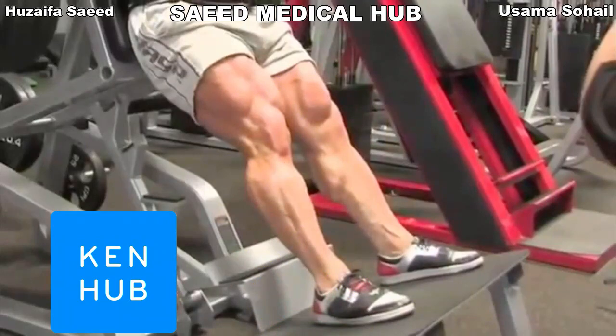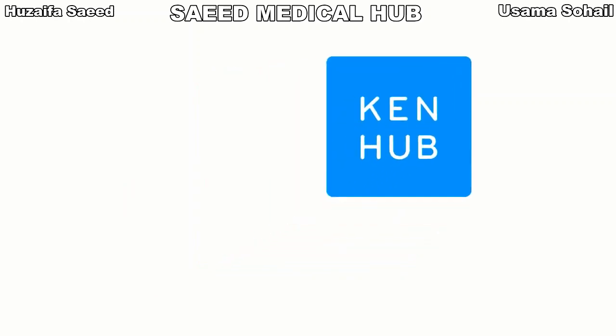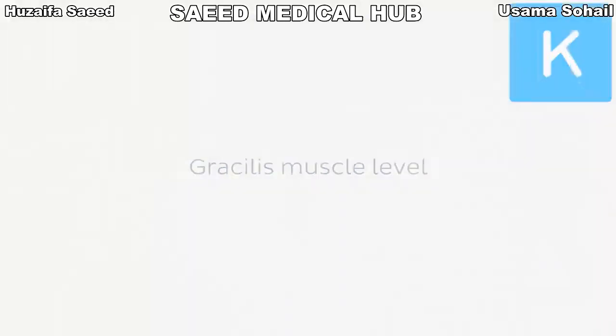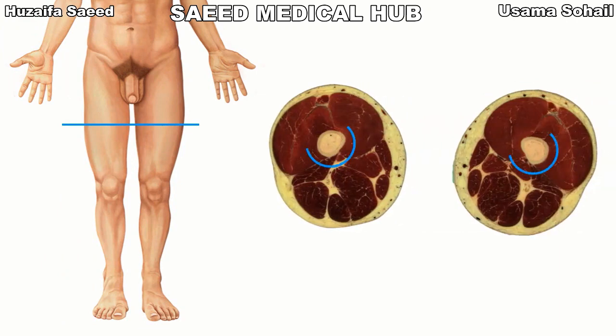If you're wondering how the structures of the thigh are arranged and relate to one another, you're in luck, because in this tutorial we're going to be cutting this thigh into a cross section and exploring the anatomy involved here. Let's get started with our tutorial on the cross section of the lower limb at the level of the gracilis muscle. In this short tutorial we are going to be looking at the bones, the muscles, and vascular structures at this level.